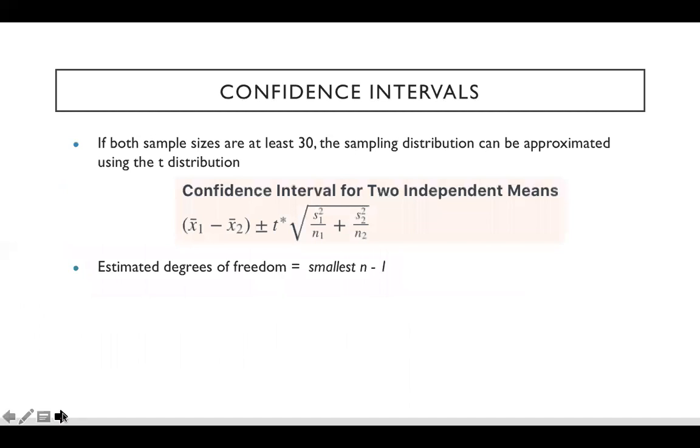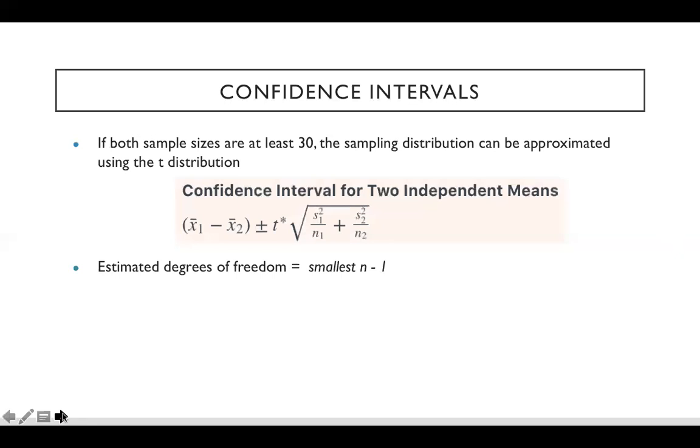All right, so moving on to two independent means. For confidence intervals, if both sample sizes are at least 30, then the sampling distribution can be approximated using the t-distribution. So our confidence interval for two independent means is the difference between our x-bars, that's our sample statistic, plus or minus t-star times our standard error. Our standard error for the two independent means is S1 squared divided by N1 plus S2 squared divided by N2. Once you add those together, you can take the square root and that will give you your standard error.